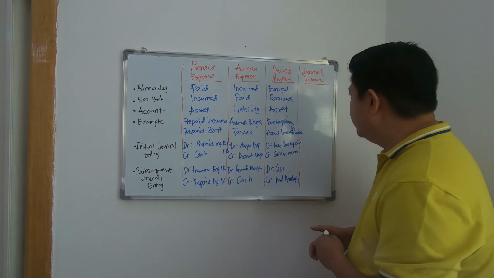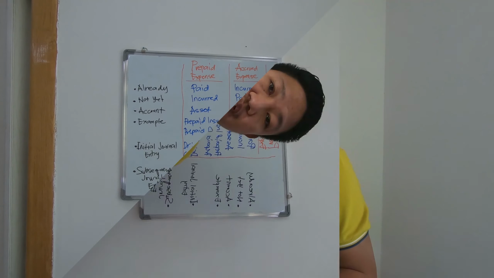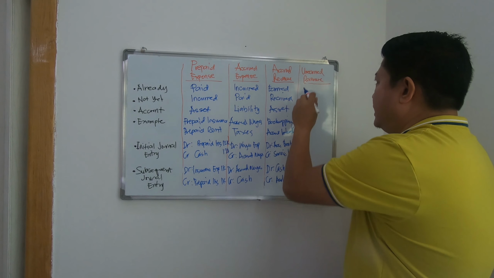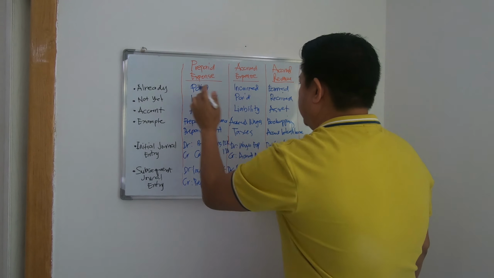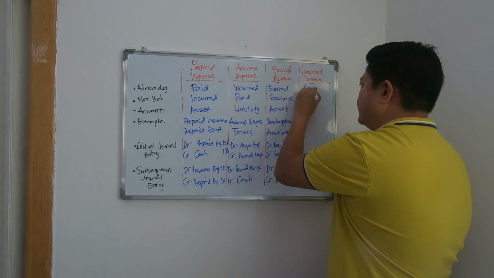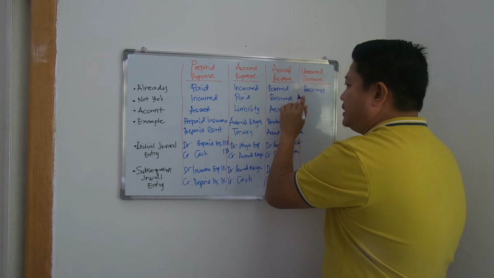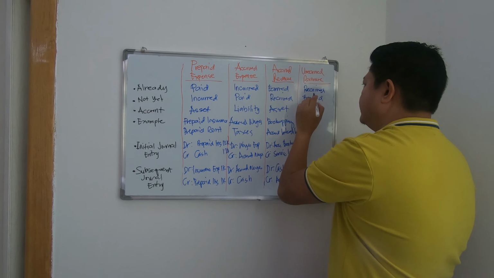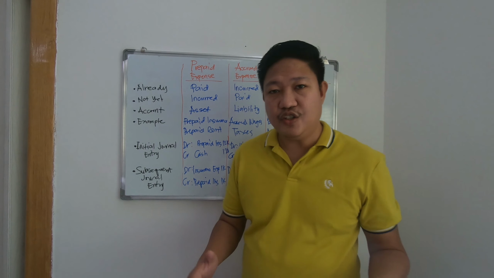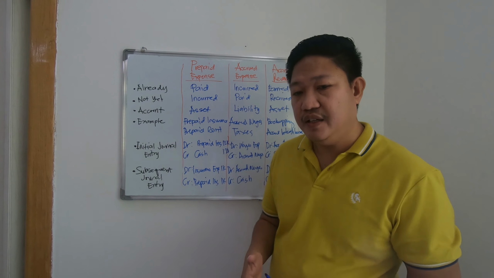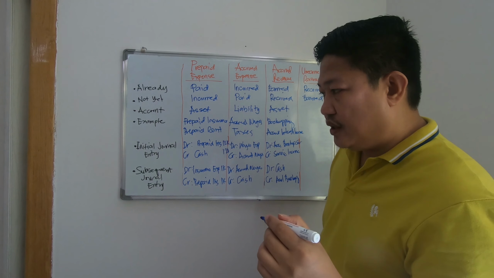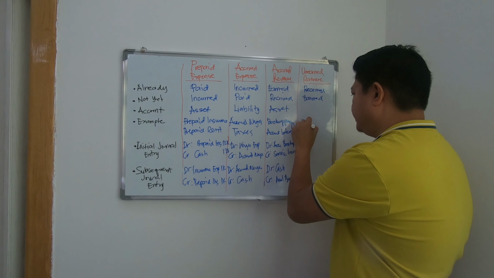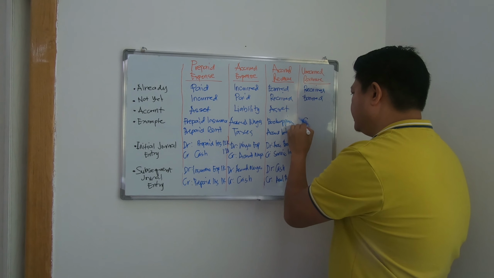Okay, now we move to unearned revenue. Unearned revenue is the reverse of accrued revenue. It is payment already received but not yet earned. Meaning, your customer gave you an advance payment. Let's say, for example, you are in book or magazine subscription.